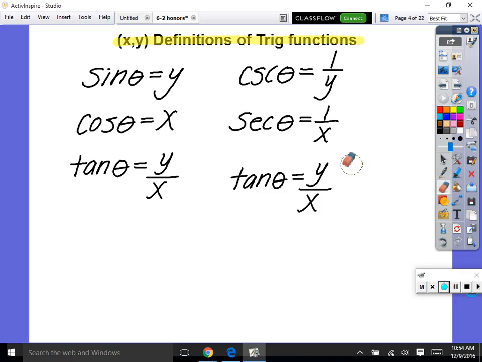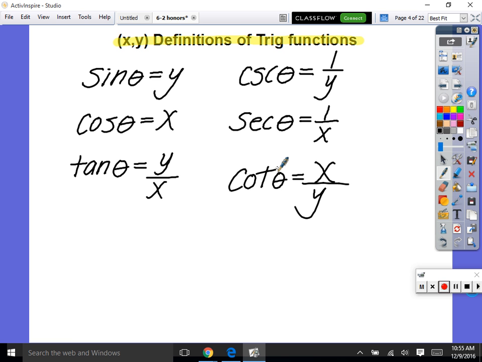Holy cow, I was not focused when I made this smartboard. So cotangent, what the heck? What was I doing? Well, I'll have that fixed for B-Day. Cotangent is x over y. I have no idea. Like, I don't even know what I was doing when I wrote that.